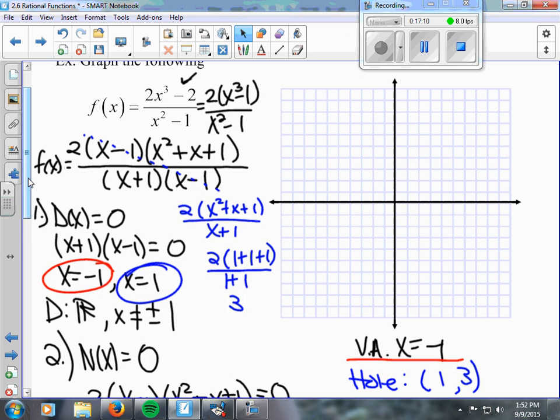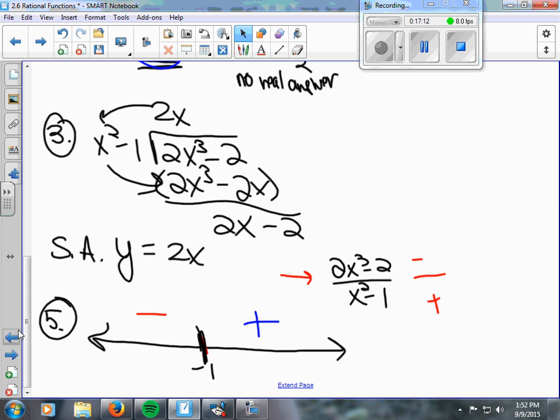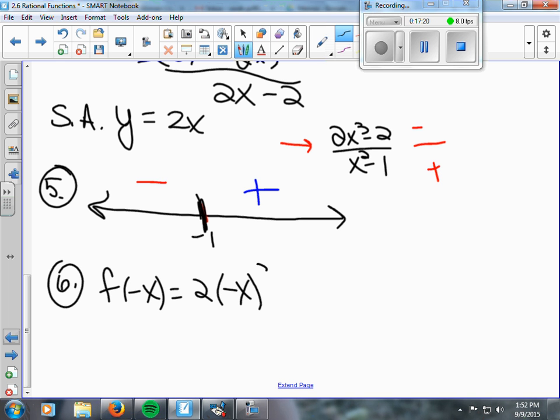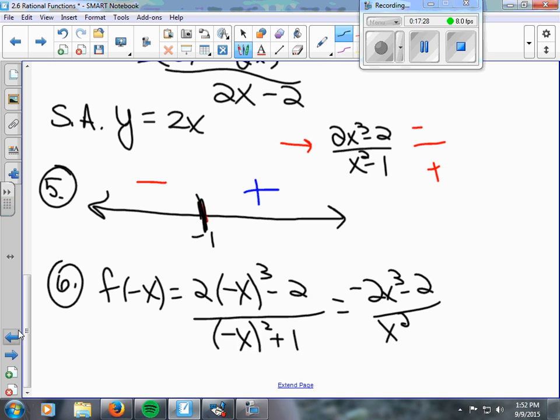All right, so let me check for symmetry. I'll do that down here. A lot of these will have no symmetry, but we'll check anyway. So I plug -x in. 2 times -x cubed minus 2 over -x squared minus 1. This is -2x cubed minus 2 over x squared minus 1. Notice that it's not completely opposite and it's not completely the same because of that negative. So there's no symmetry.